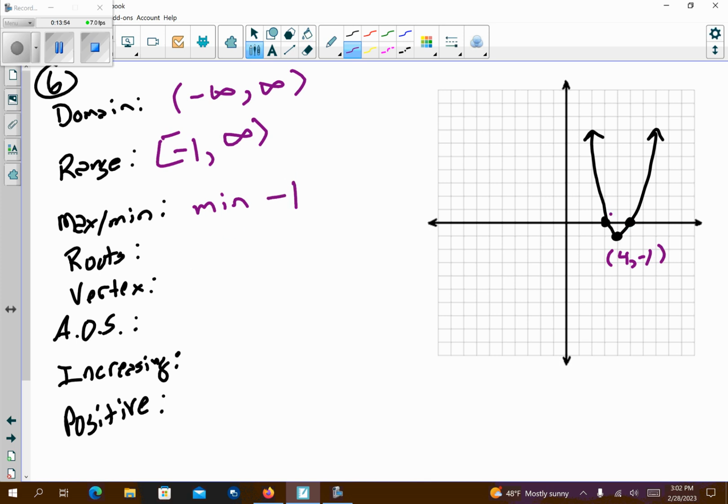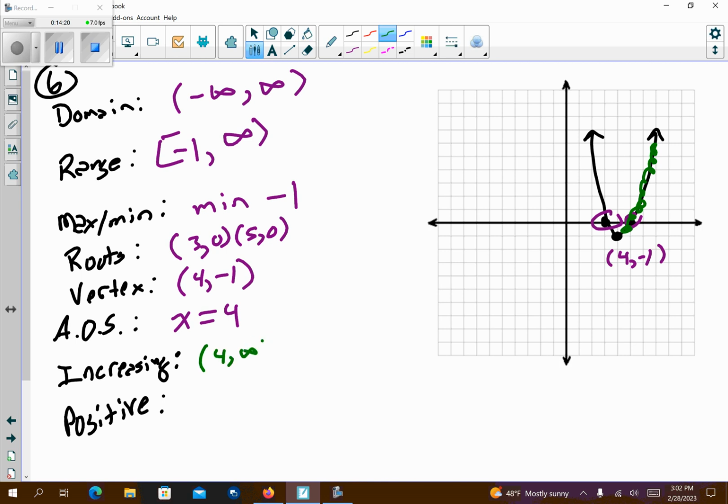Do I have roots? Yeah, I have a root here and here, so that looks like 3 comma 0 and 5 comma 0. Okay, what's the vertex? Well, we have it labeled at 4, negative 1. Axis of symmetry is always the x component of my vertex. Where is this graph increasing? It's increasing right here. So from 4, soft bracket, to infinity. As I go from 4 in the x direction to infinity, the graph is increasing.